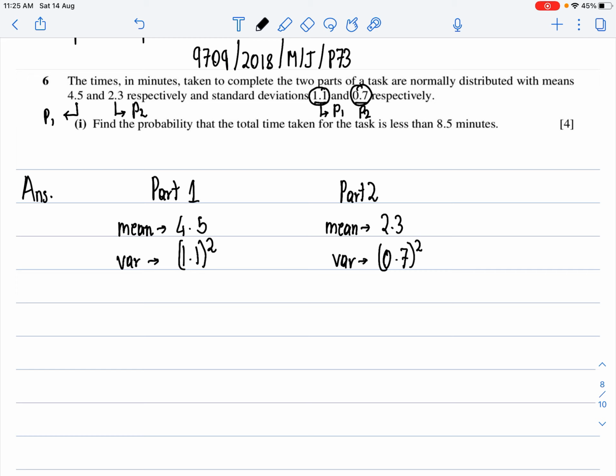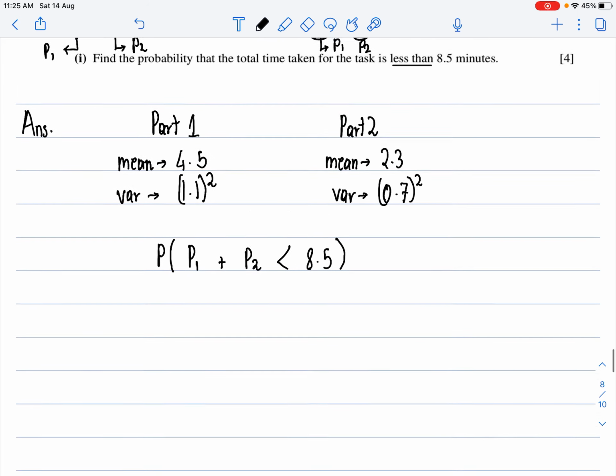Now, what do you need? You need to calculate the probability that the total time taken for the task, the full task, which is basically part 1 plus part 2, should be less than 8.5 minutes. This should be less than 8.5 minutes. So keep all the variables on one side, keep the constants on one side.